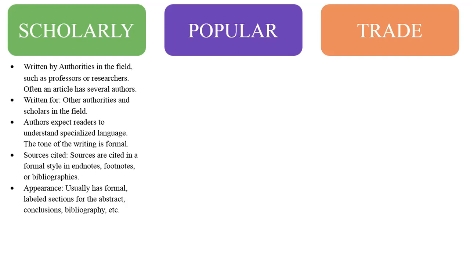The appearance is generally very formal, with labeled sections. There's an abstract, there's a conclusion, there's a bibliography. There might be others as well. If there are any images, they're usually charts, graphs, and tables, very clearly labeled and related to the text. And they are reviewed by peers. In other words, if you want to get published in a scholarly publication and you're a PhD in history, you need to have your work reviewed by other PhDs in history for it to be a peer-reviewed scholarly publication.